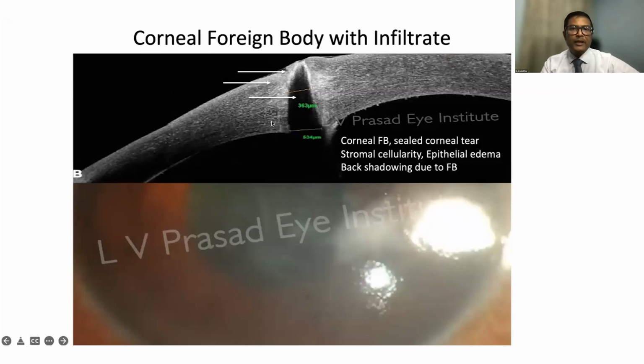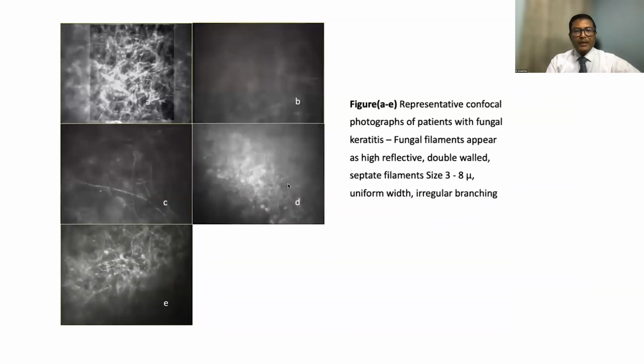And this is beautifully captured by the anterior segment OCT. This optically clear area is actually the foreign body with the back shadowing. And there is a lot of stromal edema and cellularity in the corneal stroma. Then confocal has been in vogue, but confocal is primarily a research tool, and very few people have access to it, and it also needs a fair amount of operator skill.